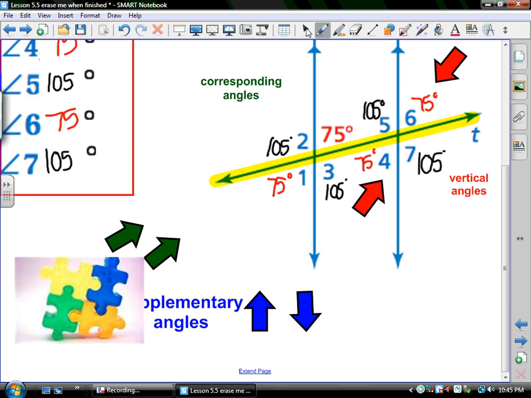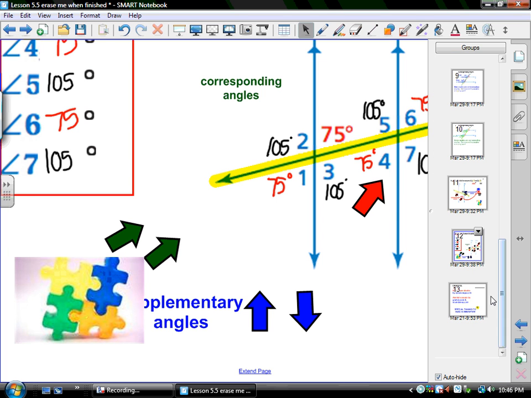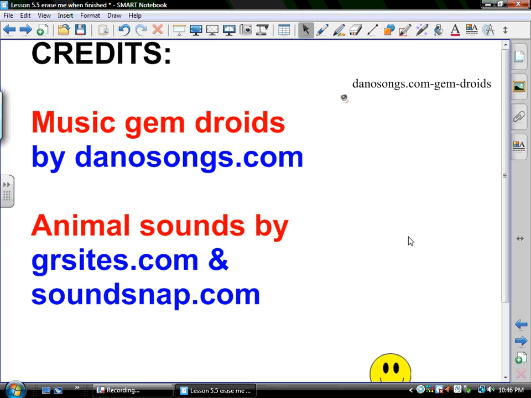If you need to, stop the podcast, rewind it. You'll get it. Just keep looking at all your different angles, corresponding angles, vertical angles, and supplementary angles. Alright, guys, stay tuned for our next podcast when we'll roll right into alternate exterior angles and alternate interior angles. Plus 20 more bears!